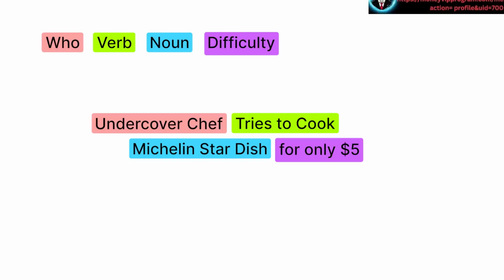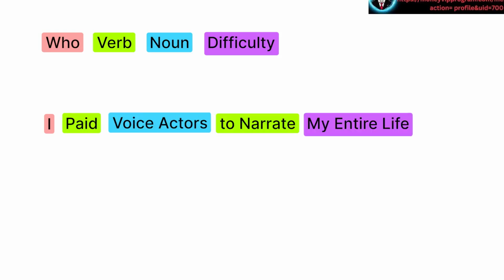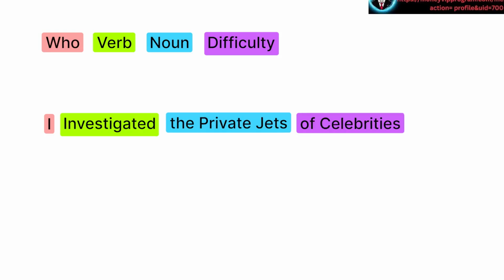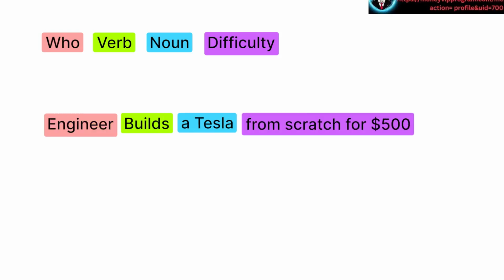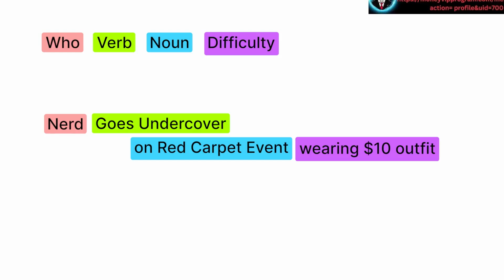All right, entertainment. Undercover chef tries to cook Michelin star dish for only $5. I tested Elon Musk's 4 a.m. morning routine. I paid voice actors to narrate my entire life. I swam in shark-infested waters covered in meat. I investigated the private jets of celebrities. Engineer builds a Tesla from scratch for $500. I trained with the FBI for 7 days. Nerd goes undercover on red carpet event wearing $10 outfit.